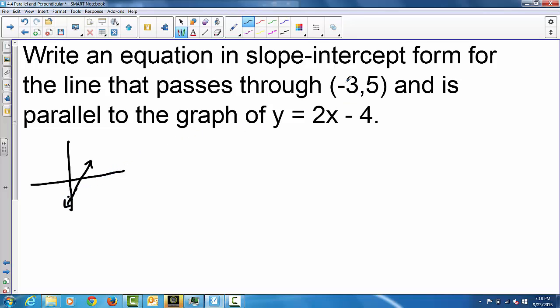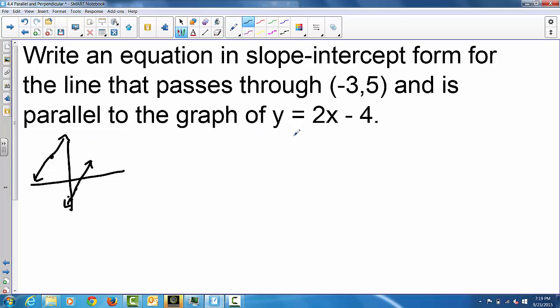Now, the new point is (-3, 5). So we come over here, (-3, 5). And we want the equation of the line that looks roughly like this. So we're going to use the information from this one to write an equation for this line.